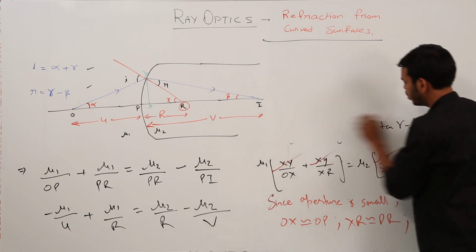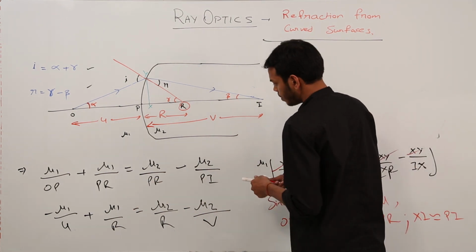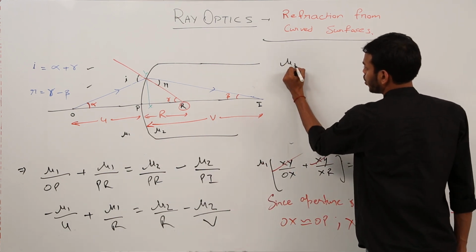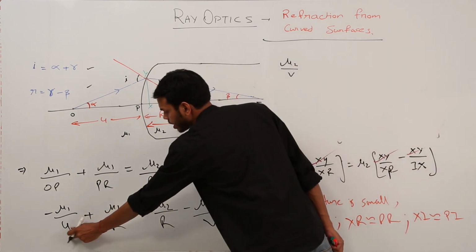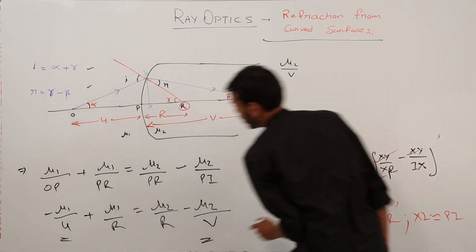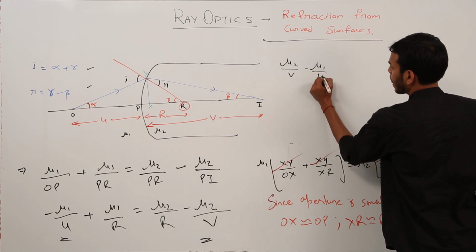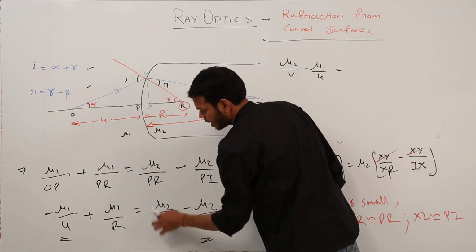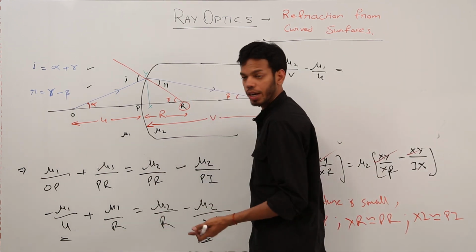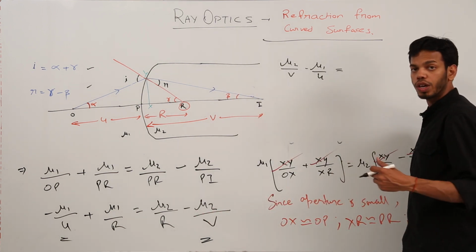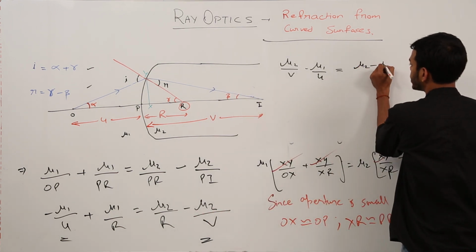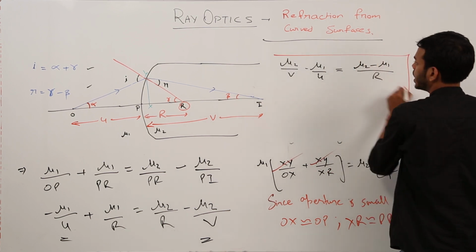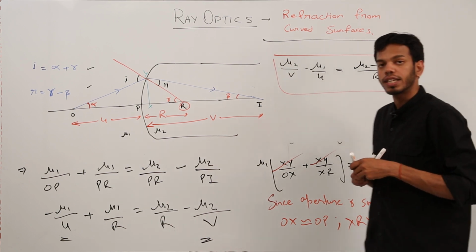I think this much will do. This part, this thing goes there. So I'm having mu2 over V, then this term minus mu1 upon U is equal to mu2 upon R, and I am taking this term here. So it will become minus mu1 upon R, right? So mu2 upon R minus mu1 upon R gives you what? Mu2 minus mu1 over R. This is our final equation. This is the equation for rarer to denser format.